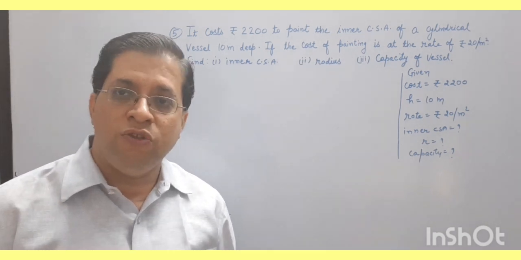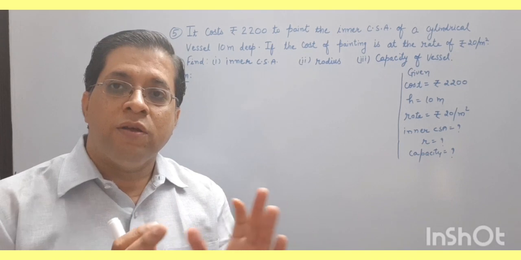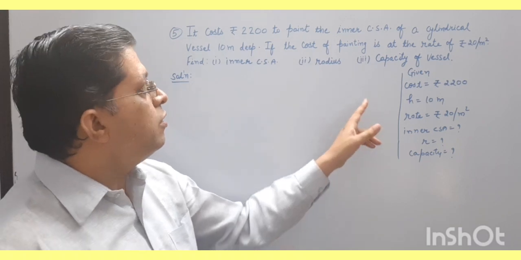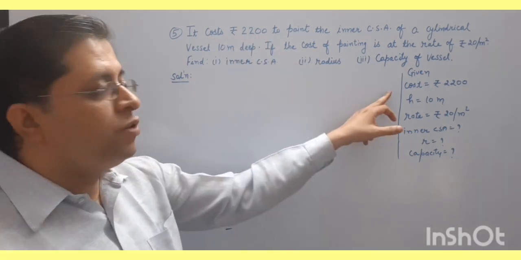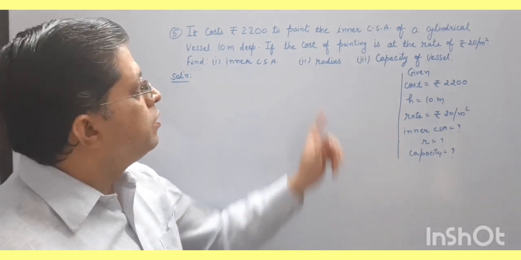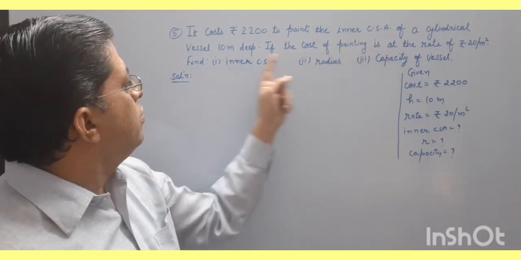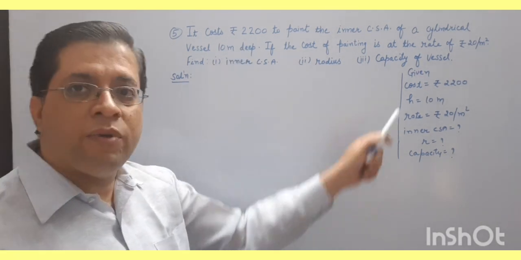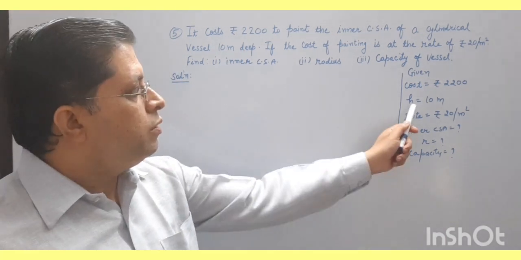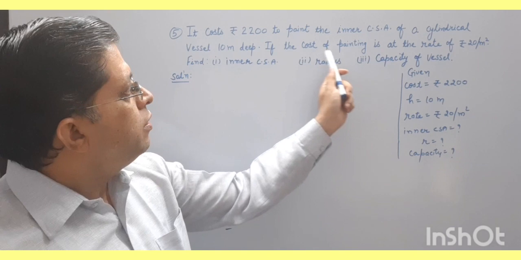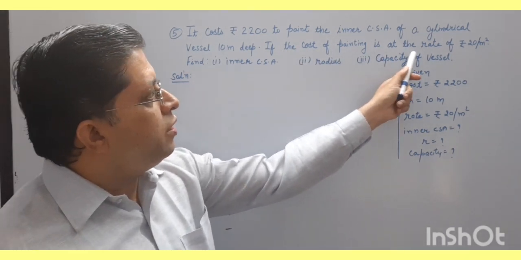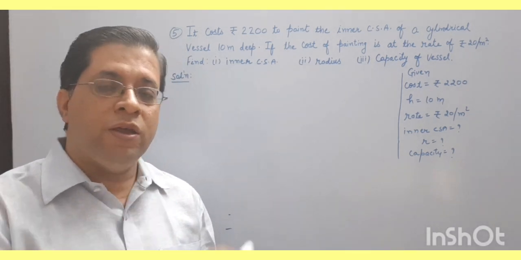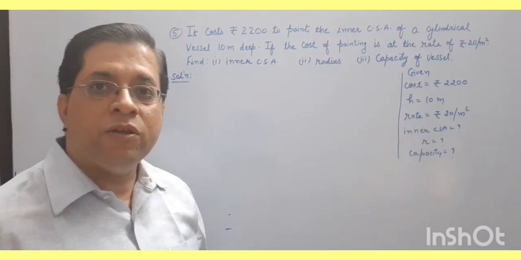First of all, what is given in the question? Always first see what information is given, and write that information on one side. The cost is given: rupees 2200 to paint the inner CSA of a cylindrical vessel 10 meter deep. Ten meter deep means the height is given, so h is equal to 10 meter. The rate is rupees 20 per meter square.